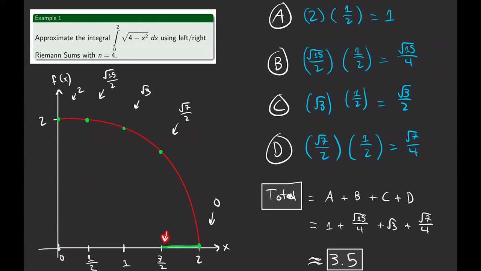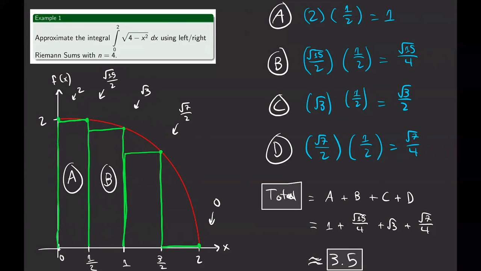So now I'm at this point right here, and I'm going to go up until I hit the function, and then I am going to go over until I hit that imaginary wall. Then I'm going to go down until I hit the axis. And then from this point, I'm going to go right back up until I hit the function. I'm going to go left until I hit that imaginary wall. And I'm going to go down until I hit the axis. And then I'm going to do the same thing. I'm going to go up until I hit the function, go over. I'm going to go down. And there we go.